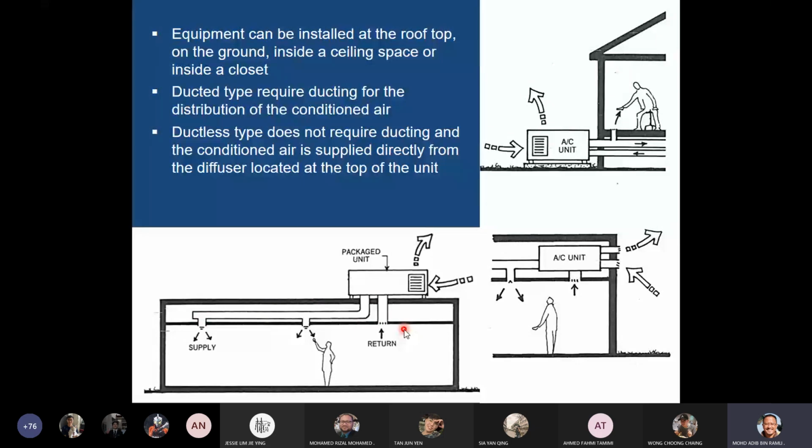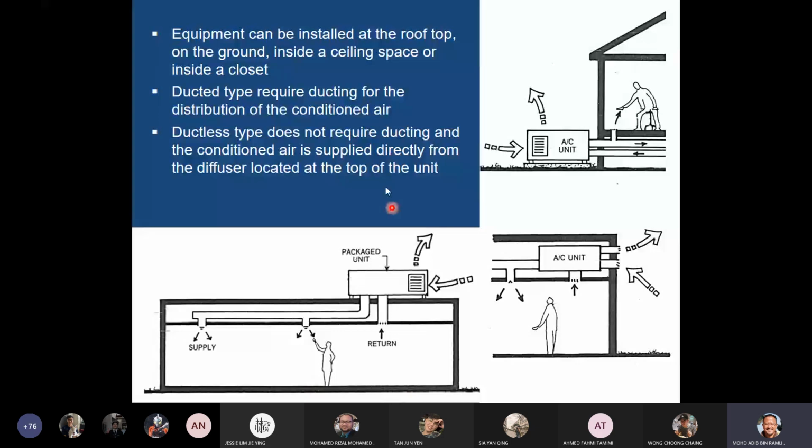As you can see from these two sections, you have the diffuser that supplies cool air, and also the grill for air to return back to the package unit. As I mentioned earlier, some of the air from inside the room is recycled, filtered, and then transferred back to the room.